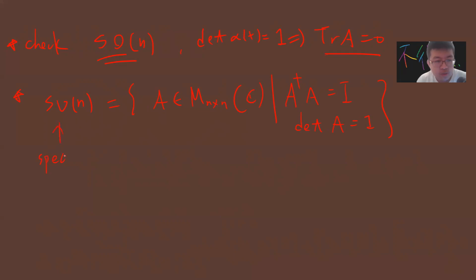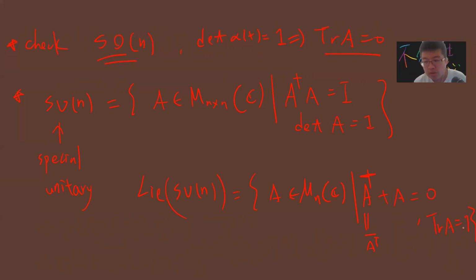So let me just write down special unitary. Then you can do my calculation, just do the differentiation and put alpha of 0 is identity, and I think you will get this one. So you can check that the Lie algebra of the SU(n) will be all the complex matrices such that A dagger, the conjugate transpose, plus A is 0, and also trace A is 0, because you have the determinant condition.